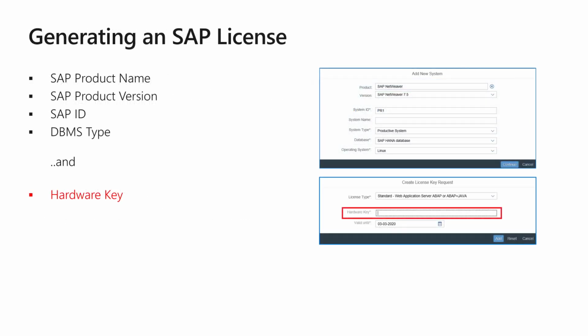So let's start. Basically, when you install an SAP system, a temporary license is automatically installed, and typically you would need to install a permanent license, which means you would need to go to SAP Service Marketplace, and there you would need to provide an SAP product name, version, SAP ID, and so on. And last but not least, you would need to provide a so-called hardware key.